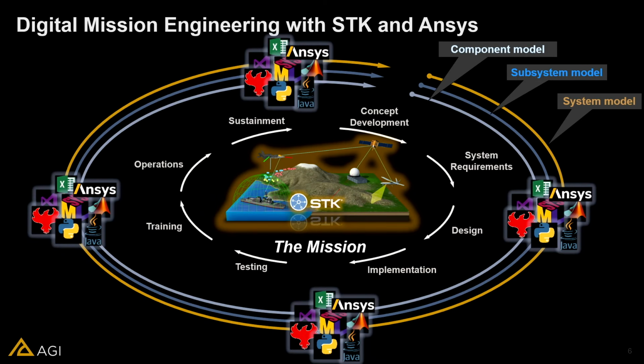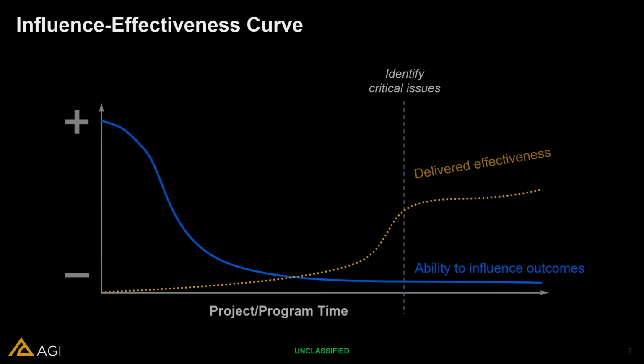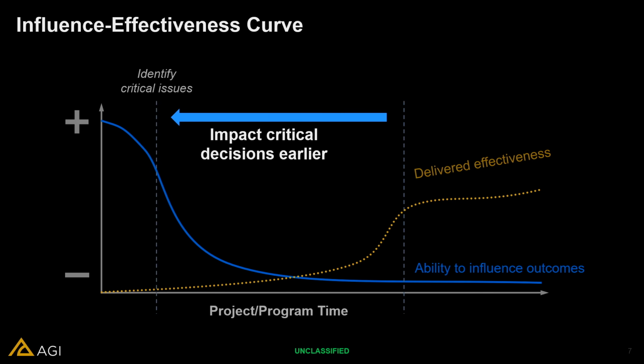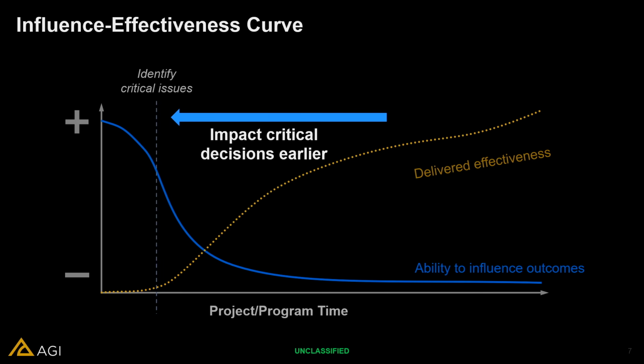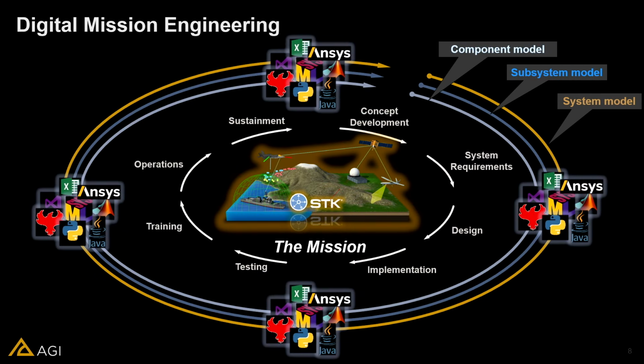So again, just want to jump back here to this slide to finish off and actually show that we have integrated all of these component, subsystem, and system level models into the STK mission environment and providing you that understanding of how your system will actually perform, such that you can now understand what's going to happen in your system at a time frame in the project lifecycle where you still actually have the ability to do something about it. So in the grand scheme of things, this is digital mission engineering, having all of your models in one common mission environment so you can truly understand the capabilities you are designing.